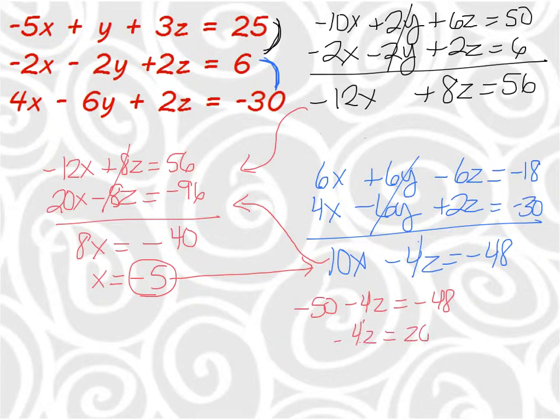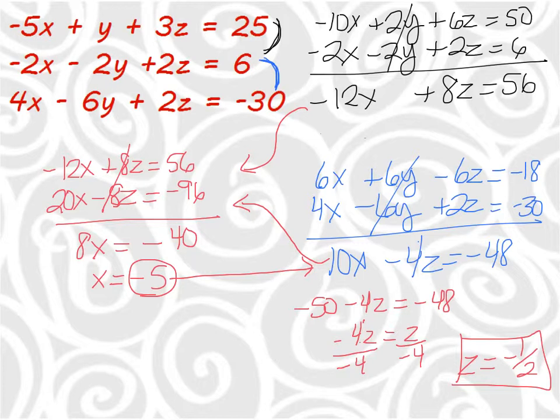Which is going to get me a 2. And that does end up a fraction, but that's okay. That's not bad, you're going to definitely get some fractions today. So z is equal to -1/2. So you got your x, you got your z, then you plug it back into the original to figure out what your y is going to be.